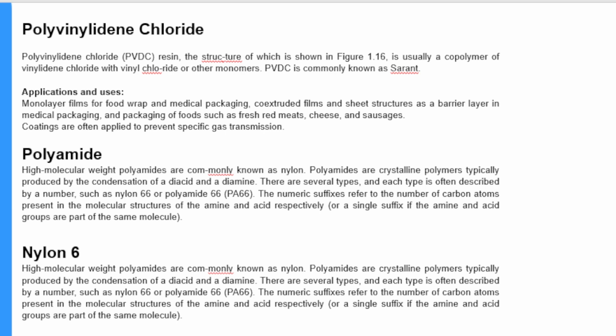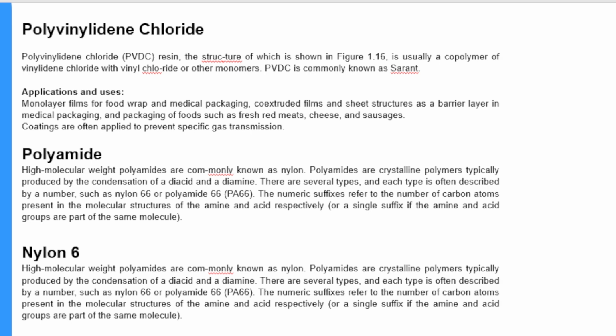Polyvinylidene chloride, PVDC resin, the structure of which is shown here in figure 1.6, is usually a copolymer of vinylidene chloride with vinyl chloride or other monomers. PVDC is commonly known as Saran. Application and uses: monolayer films for food wrap and medical packaging, co-extruded films and sheet structures as a barrier layer in medical packaging, and packaging of foods such as fresh red meats, cheese, and sausages. Coatings are often applied to prevent specific gas transmission.